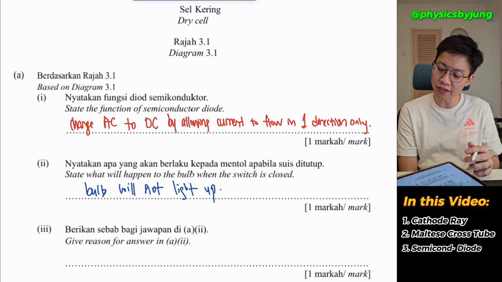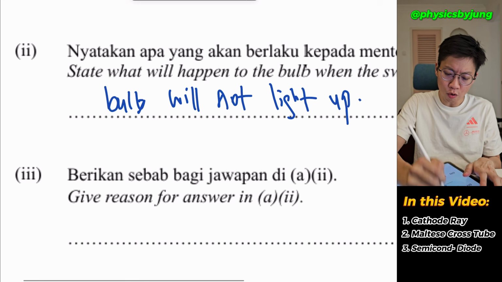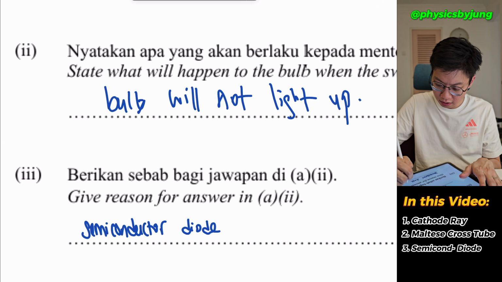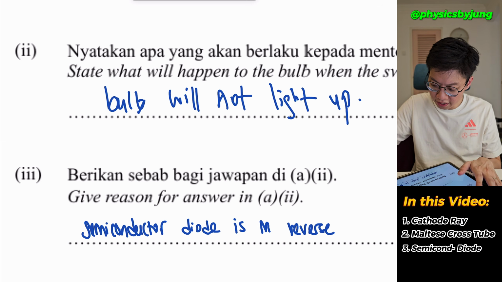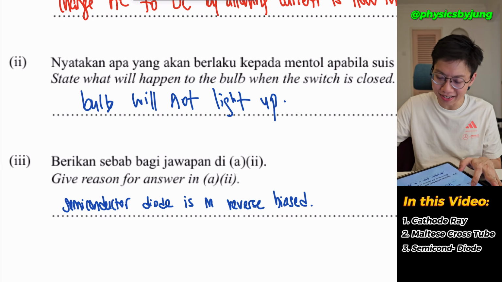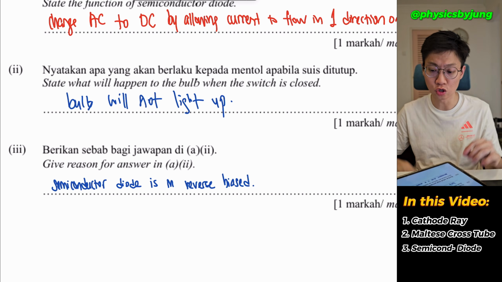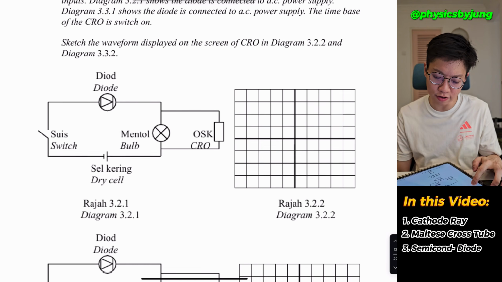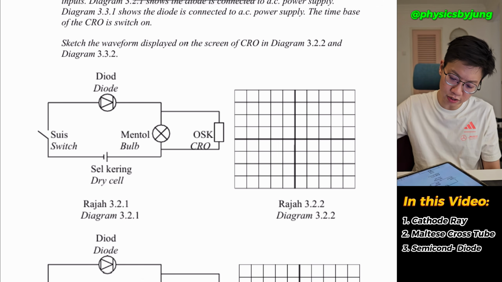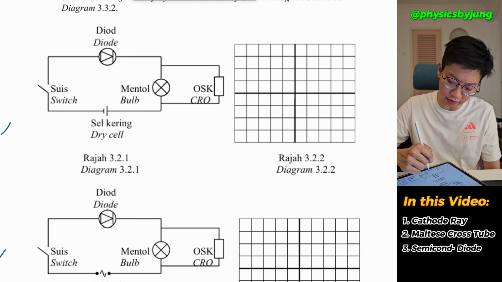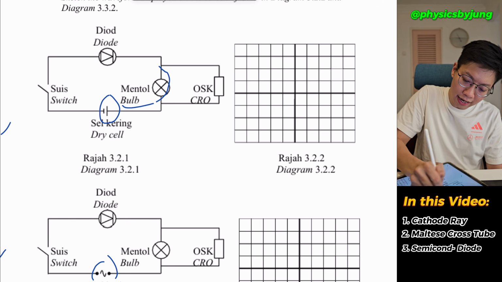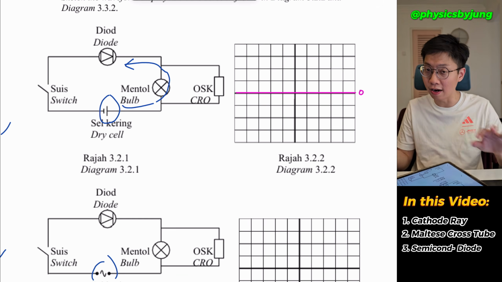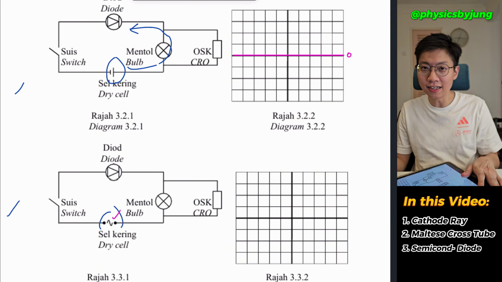Okay, so give a reason for your answer. Then you just have to say why? Because your semiconductor diode is connected in reverse bias. So it means you block the current, it cannot flow. Okay, now we go and see when you put this one versus if you change it to alternating current, because this is a dry cell. So like I said, since it is blocked, your current is confirmed zero, cannot flow, no current flows at all. What about alternating current?